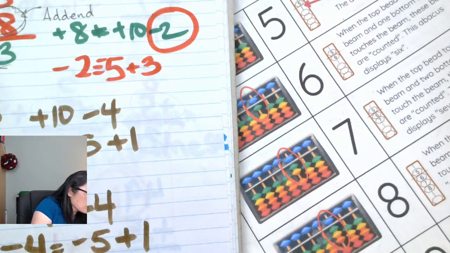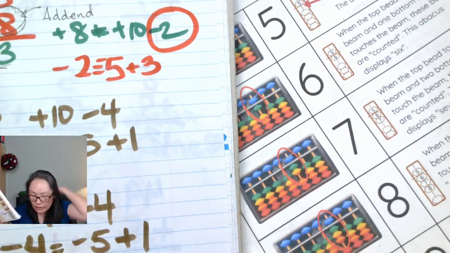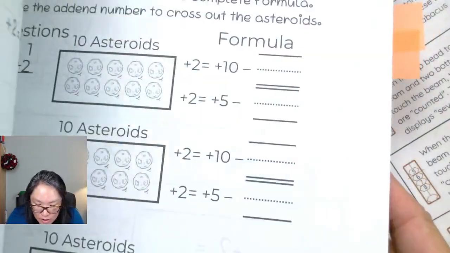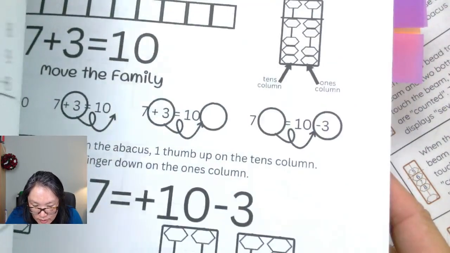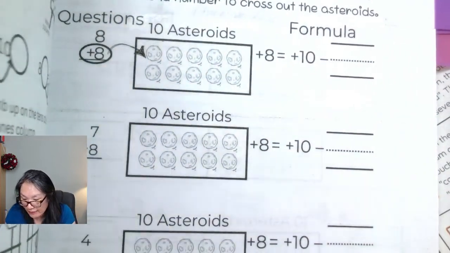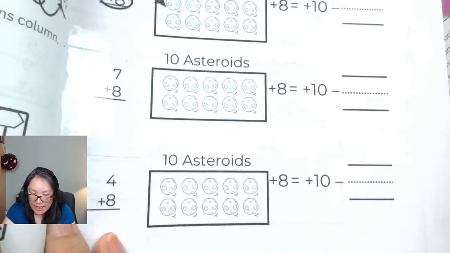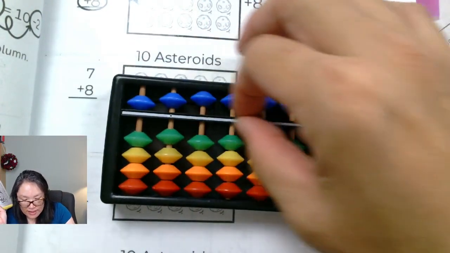Now let's do it. What happens when we want to carry over? Carrying over. Well, let's do a question. So here's my one question. Let's do 7 plus 8. Let's do 7. And if you notice, I put 7 on my abacus.